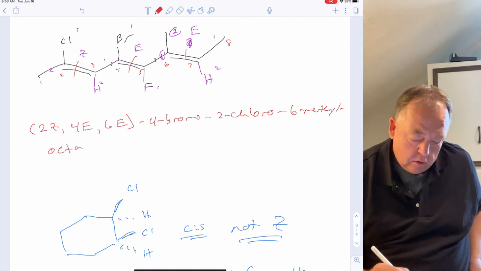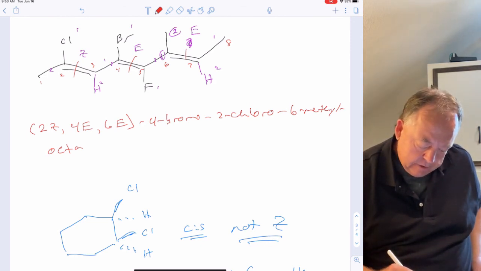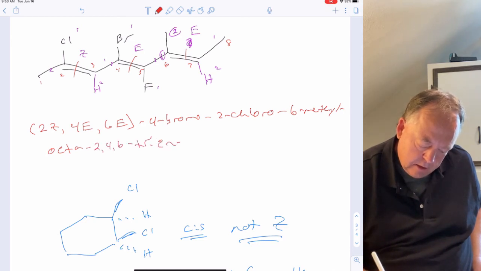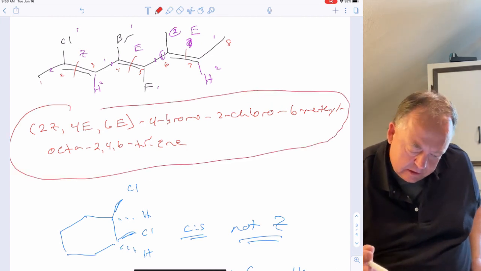So again, when we have more than one double bond, you typically keep the A to make it easier to say. So octa, and then double bonds start at 2, 4, and 6. Triene would be the name of that molecule. Don't think I made any mistakes.